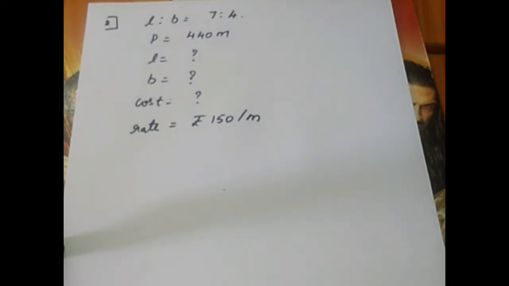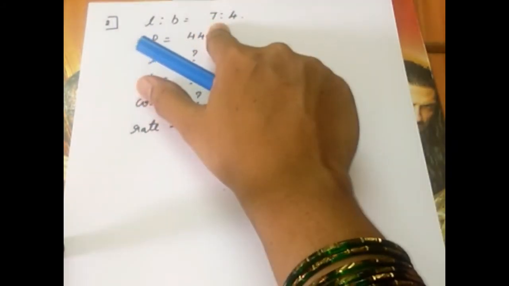If its perimeter is 440 meter, find its length and breadth and also find the cost of fencing it at the rate of rupees 150 per meter. Now identify the major difference between the first and second problem, children. In the first problem, the measure of length and breadth was given in meter, but in the second problem, the measure of length and breadth are given in the ratio 7:4.